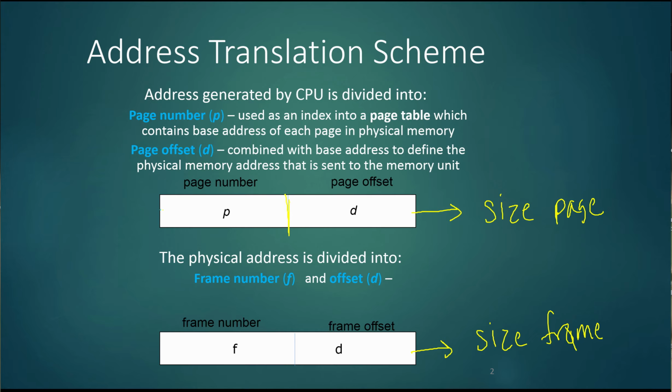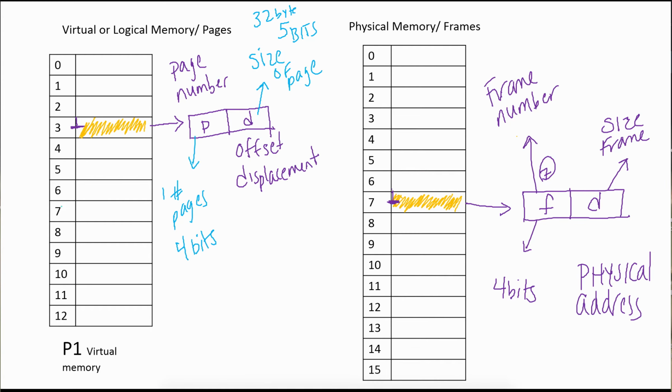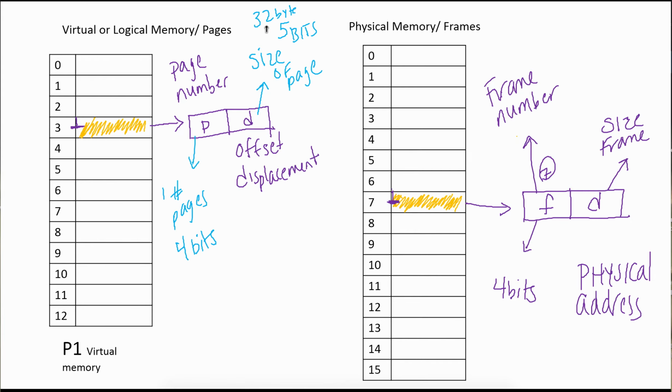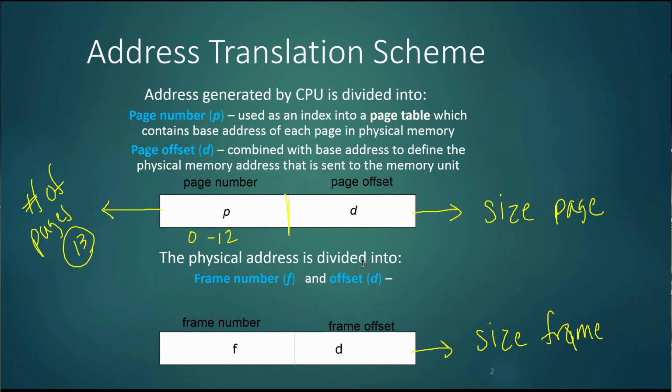Over here, this is the page number. So this is the number of pages. In this situation, we have 13 pages, so the page number is going to be 0 through 12. And this is the size of the page, which I said in my example is 32 byte pages. So that would mean that the offset is going to be somewhere between 0 and 31.